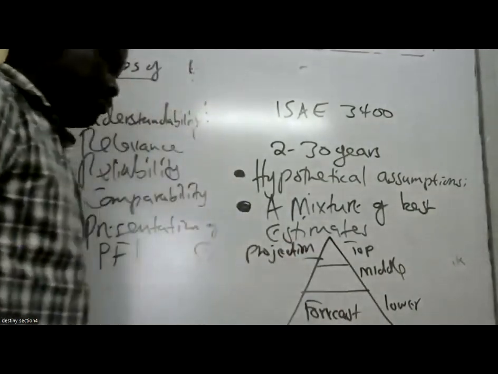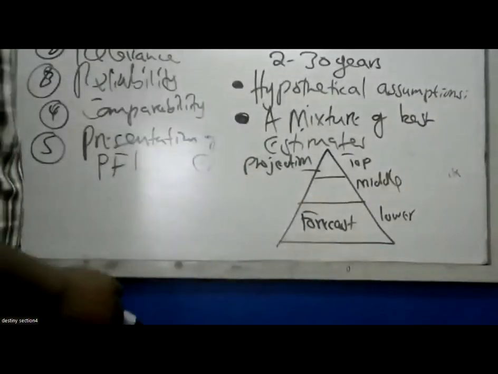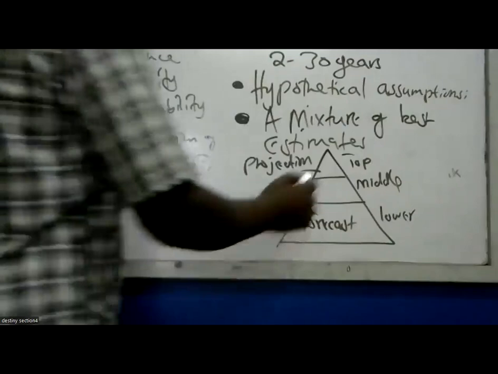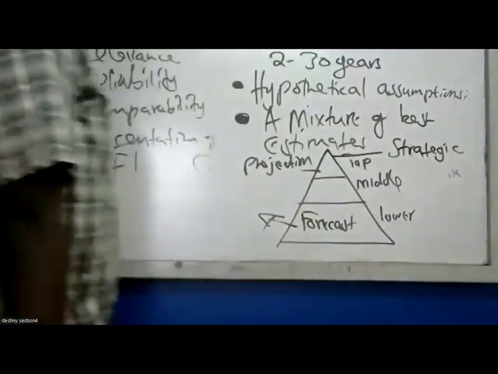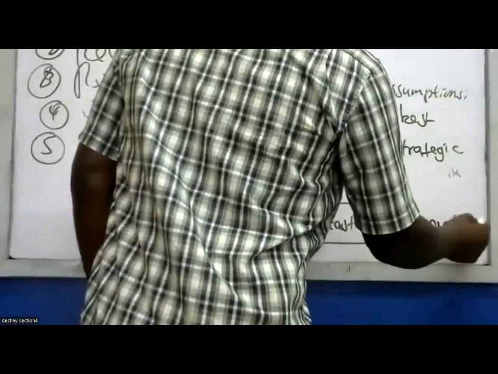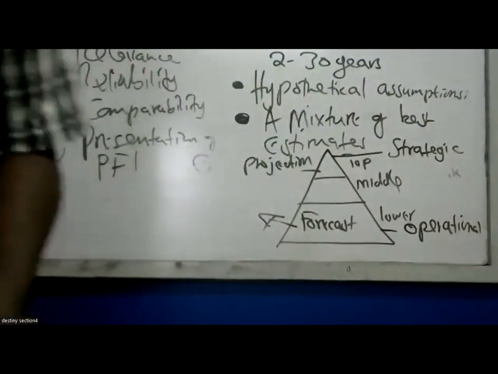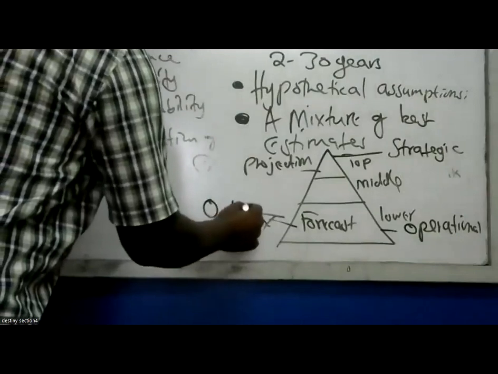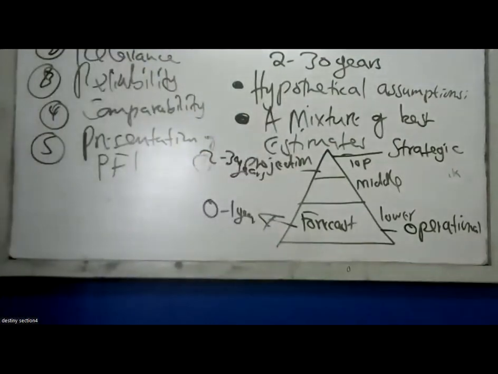So projections are prepared by the top level managers, whereas forecasts are prepared by the lower level managers. Projections are suitable for strategic plans, while forecasts are suitable for operational plans like the annual budgets. Time frame for forecasts, 0 to 1 year. Projections, 2 to 30 years.